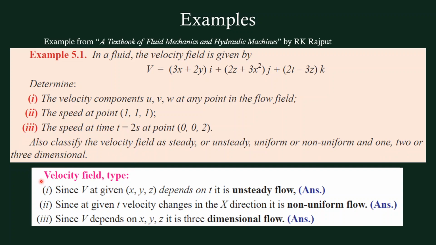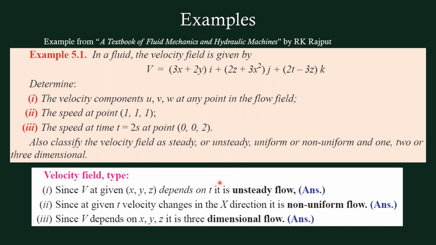That is, since V is given in terms of x, y, z, and it depends on t. If you look at the expression of velocity, it has the t term here. That means with time the velocity will change. If you put t equal to 1, whatever is the velocity, if you put t equal to 2, then the velocity will be different. That means quite clearly it is an unsteady flow.